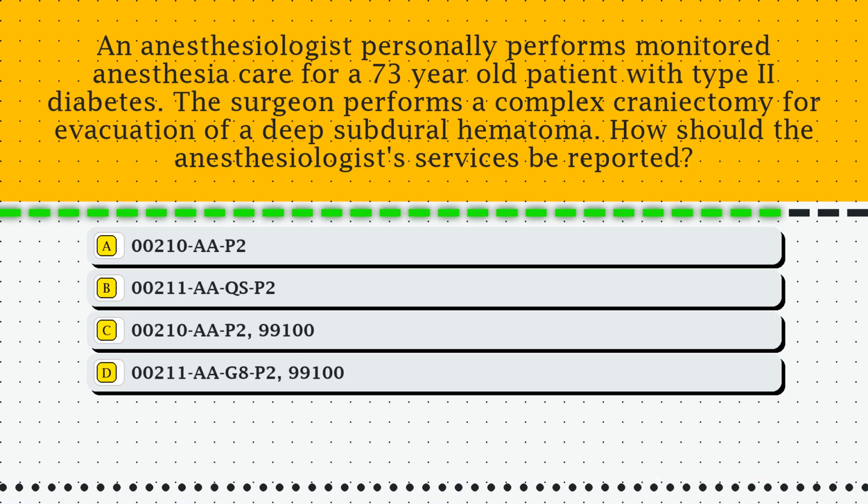Question 112. An anesthesiologist personally performs monitored anesthesia care for a 73-year-old patient with type 2 diabetes. The surgeon performs a complex craniectomy for evacuation of a deep subdural hematoma. How should the anesthesiologist's services be reported? Option A: 00210 AAP2. Option B: 00211 AAQSP2. Option C: 00210 AAP2, 99100. Option D: 00211 AAG8P2, 99100.